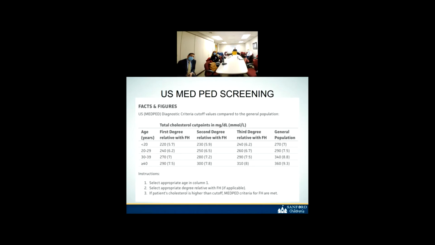And you can kind of go along through and see if you have a second-degree relative, a third-degree relative, or if you don't know, if that doesn't apply to you, if your total cholesterol goes above 270 general population, then you meet criteria for the diagnosis of FH.